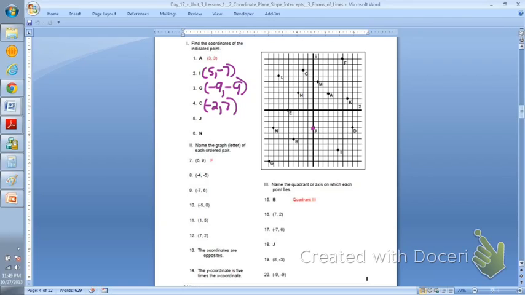Point J is located right here. It is directly on the y-axis. So any point that falls on the y-axis has an x-coordinate of 0 because you're not going to the left or to the right. So the x-coordinate is 0, but we had to go down 1, 2, it looks like 3, so negative 3.